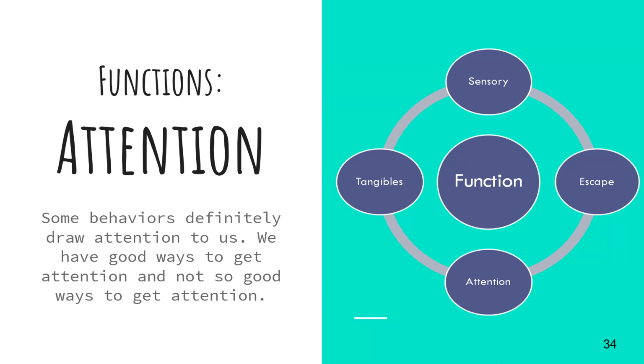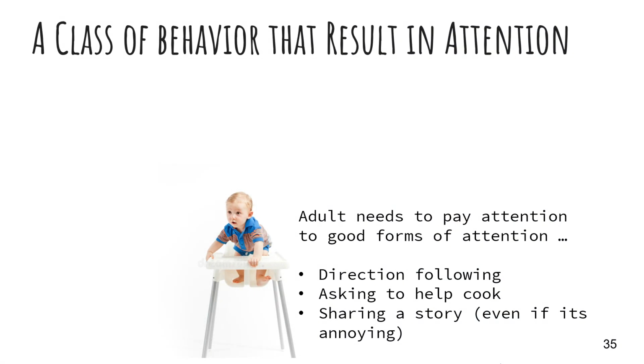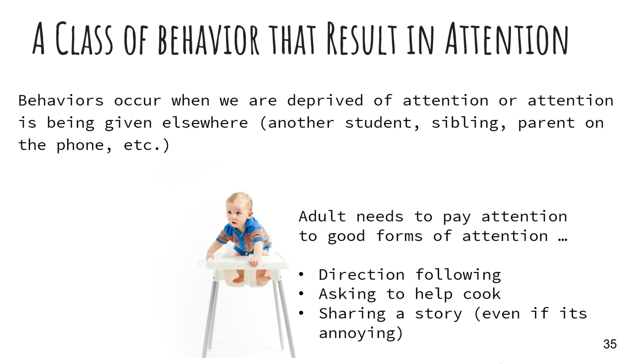We're going to switch a little bit to the next function called attention. We know that some behaviors definitely give us attention, draw attention to our behavior. We have good ways to get attention, and we have not so good ways to get attention sometimes. This class of behaviors that results in attention occurs when we are deprived of attention or there is direct attention being directed elsewhere. This is called diverted attention.